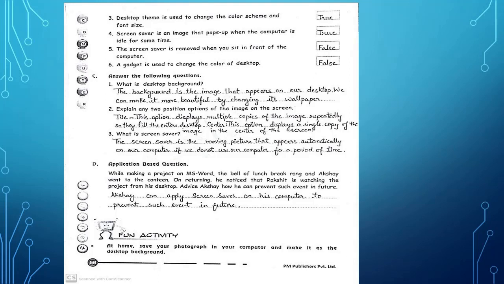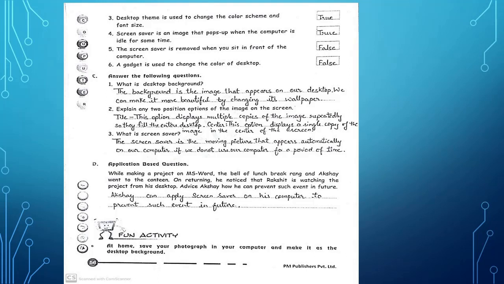Children, you all know tile option is used to display the multiple small copies of the image and it fills the entire desktop. Center option, it displays the single copy of the picture or image in the center of the screen. Now question third, what is screensaver? The screensaver is the moving picture that appears automatically on our computer if we do not use our computer for a period of time. Like if you have to leave your computer for some period of time, so screensaver appears on your desktop.